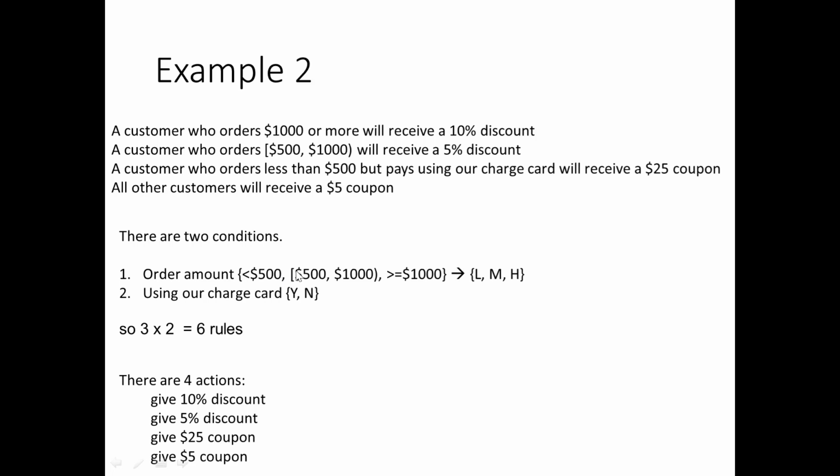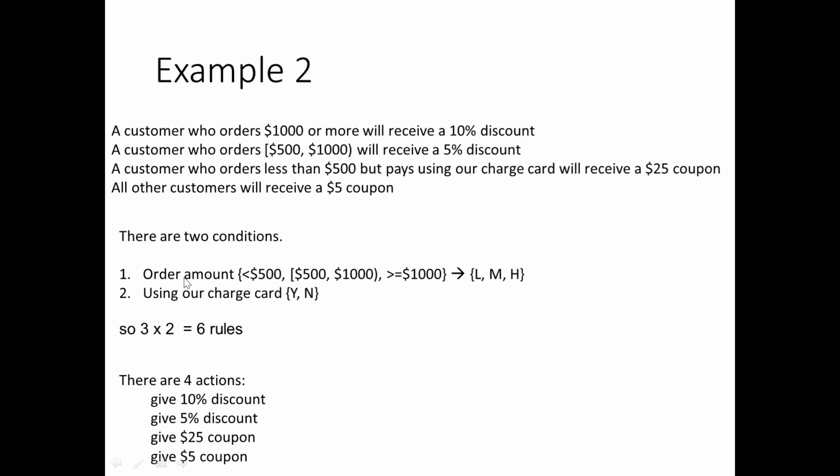And then we can simplify the notation here. We can use this L to represent the lower range, which is less than 500, and this M to represent the medium range, which is between 500 and 1,000. And finally, this H to represent the high range, which is above $1,000. And the second condition is regarding whether the customer pays using our charge card. So here, there are 2 possible values, either yes or no.